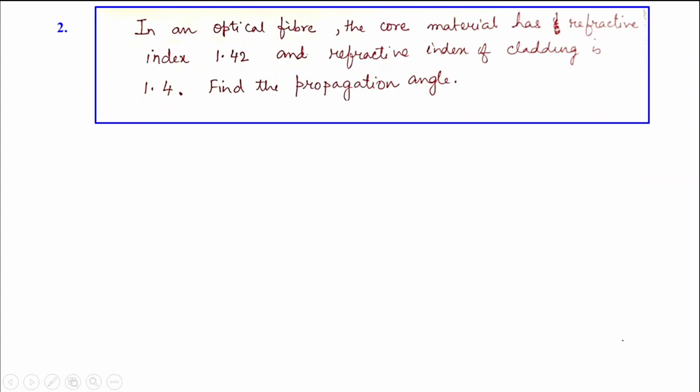Our next problem is: in an optical fiber, the core material has refractive index 1.42 and the refractive index of the cladding is 1.4. Find the propagation angle. So let us first see what is the propagation angle. We are drawing the schematic diagram. I have drawn here the core. Now I am drawing the cladding. So this is the axis of the fiber.